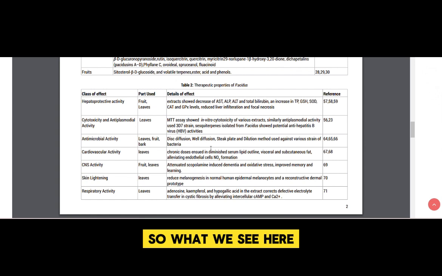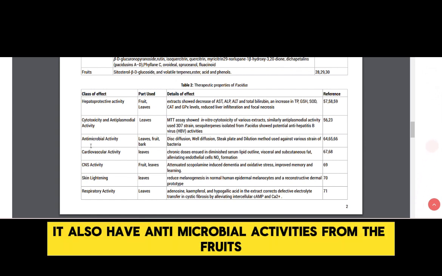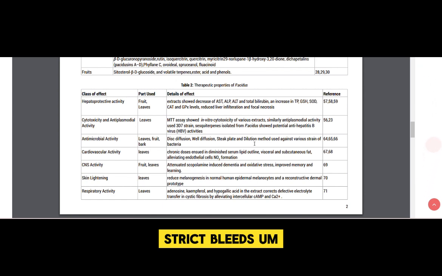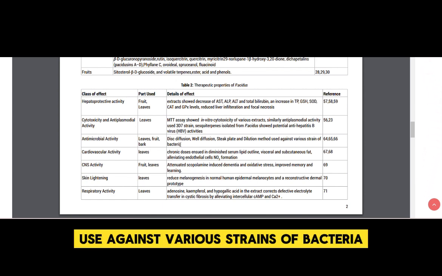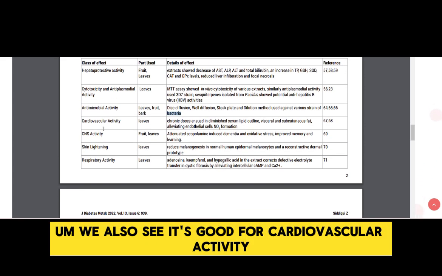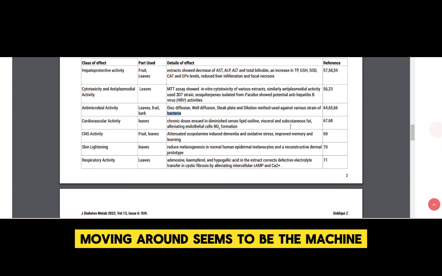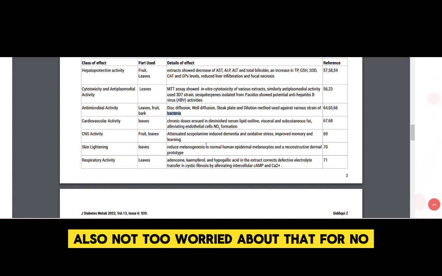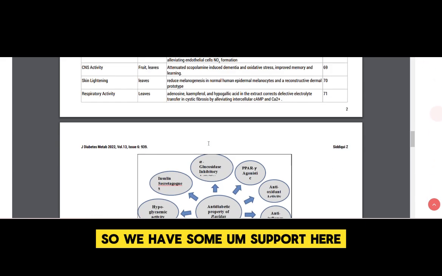So what we see here, it also has antimicrobial activities from the fruits, the bark, and the leaves. And they say well diffusion, that means you put it in water, you boil it, and you leave it to soak properly. Streak plates and dilution methods were used against various strains of bacteria. Now this is where my theory goes. We also see it's good for cardiovascular activity. It seems to be diminishing visceral fat, which is the bad fat, and subcutaneous fat also. Not too worried about that for now.